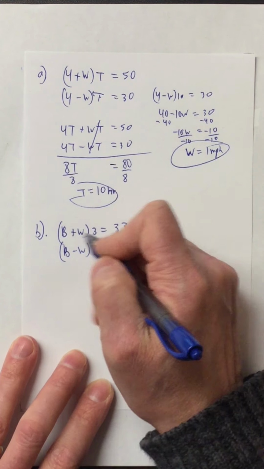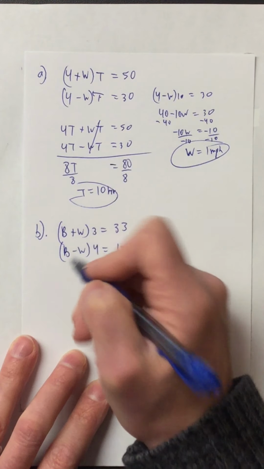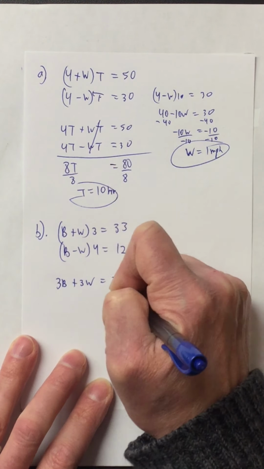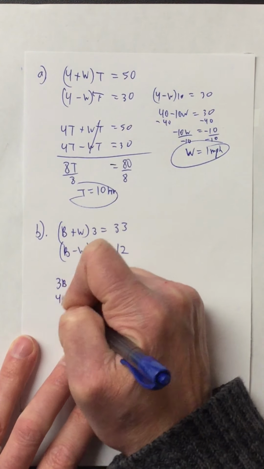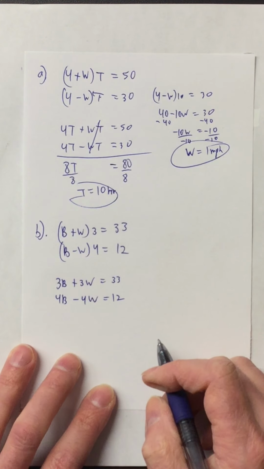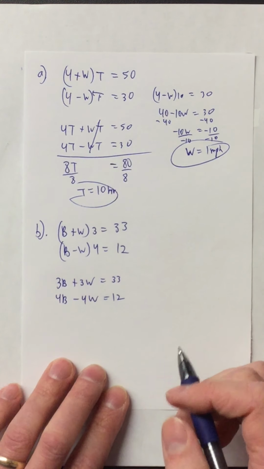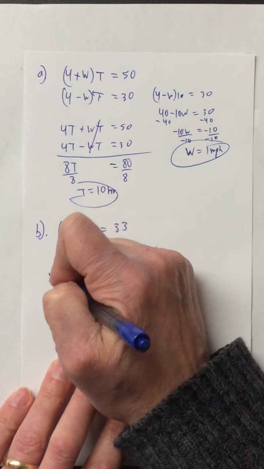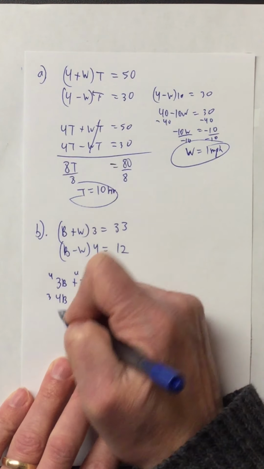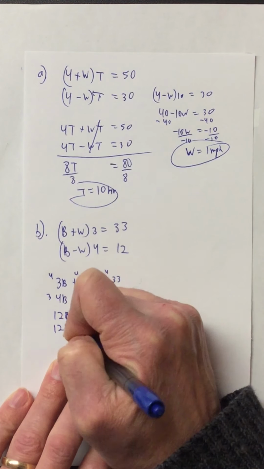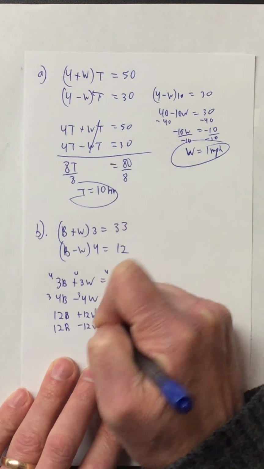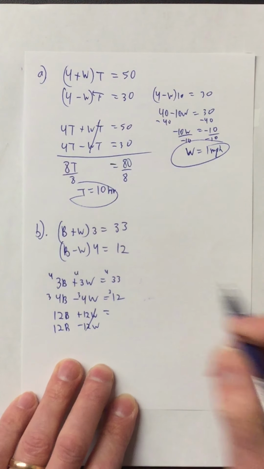All right, there's set. So let's remove our parentheses. 3b plus 3w equals 33. 4b minus 4w equals 12. All right, nothing's going to eliminate if we add these together, so we've got to multiply some things. Let's multiply the top by 4 and the bottom by 3. That's going to give us 12b, and 12b is going to give us a positive 12w and a negative 12w. Those will cancel.